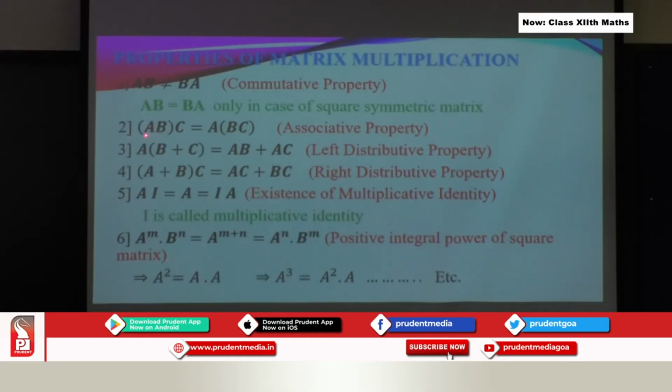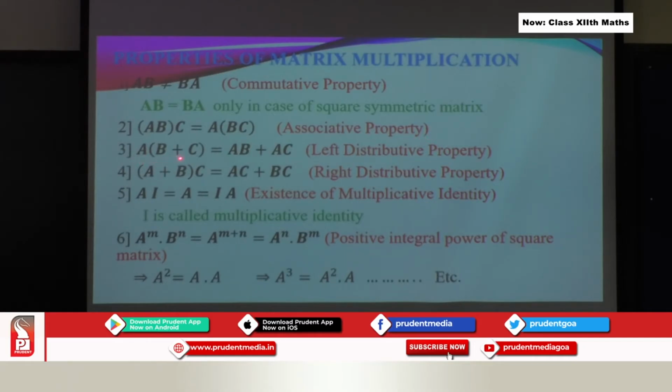Next, the second one, associative property. When you talk about the associative property in terms of multiplication, A into B, when multiplied into C, whatever product matrix you get is equal to this representation. So if you take B into C first and then multiply by A, whatever output you get will be the same. So the associative property holds true here.